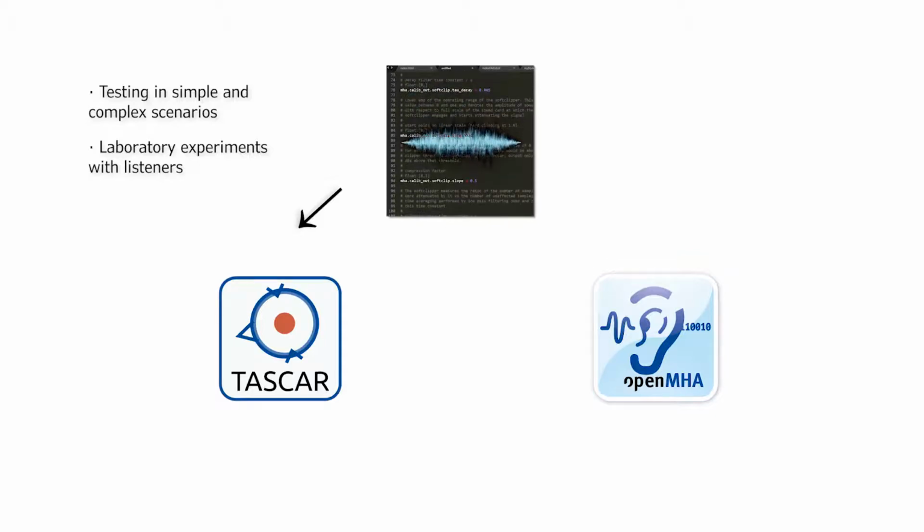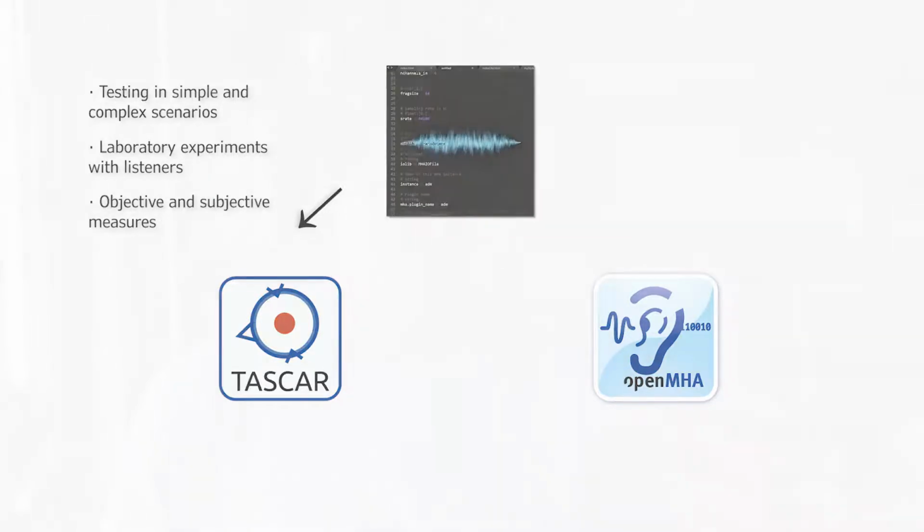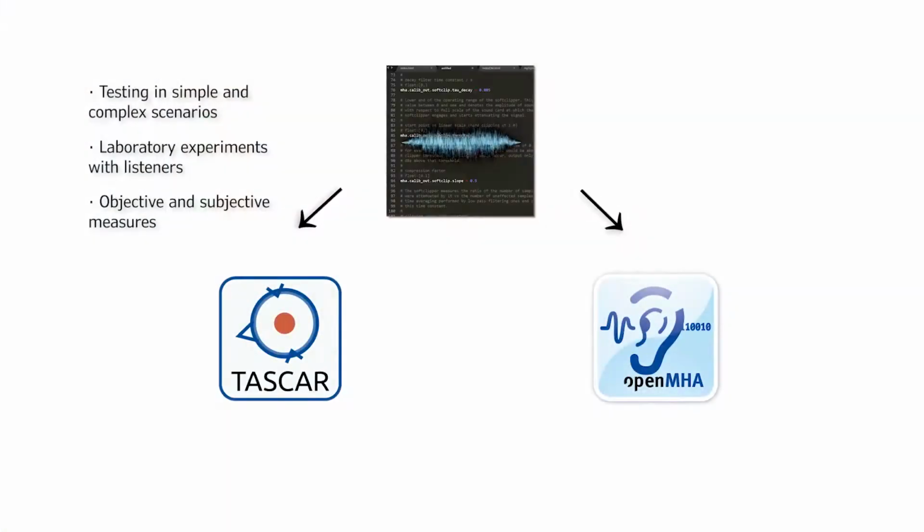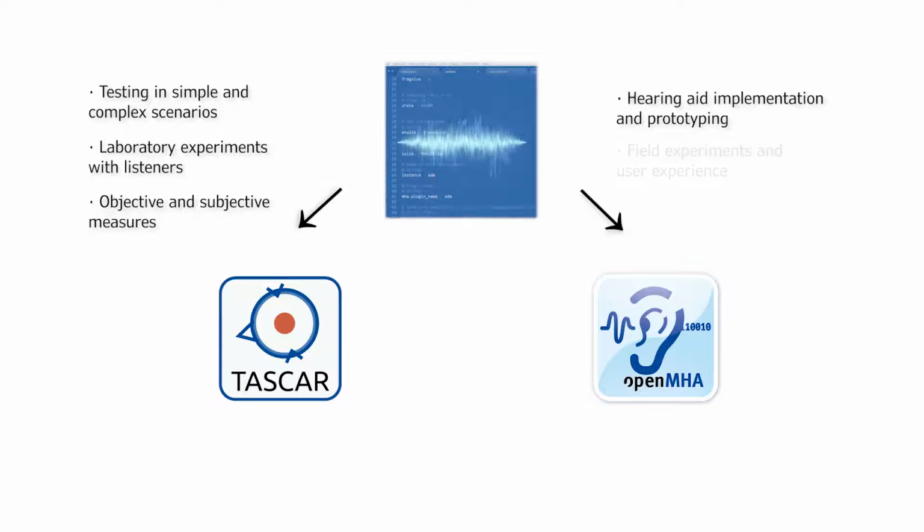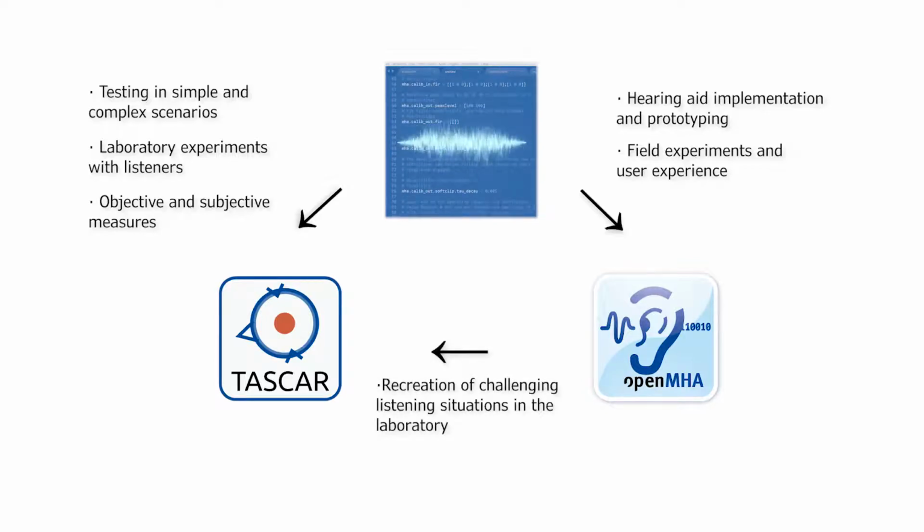From these laboratory experiments, one could obtain both objective and subjective measures. Once the algorithm is working in the Tasker simulations, it could be implemented with openMHA and tested in the wild. In this case, qualitative data could be collected, and if some situations were found to be challenging, they could be recreated and implemented in the laboratory with Tasker. If you already have your implementation working with openMHA, you can use it in Tasker to process and simulate the hearing aid algorithm.